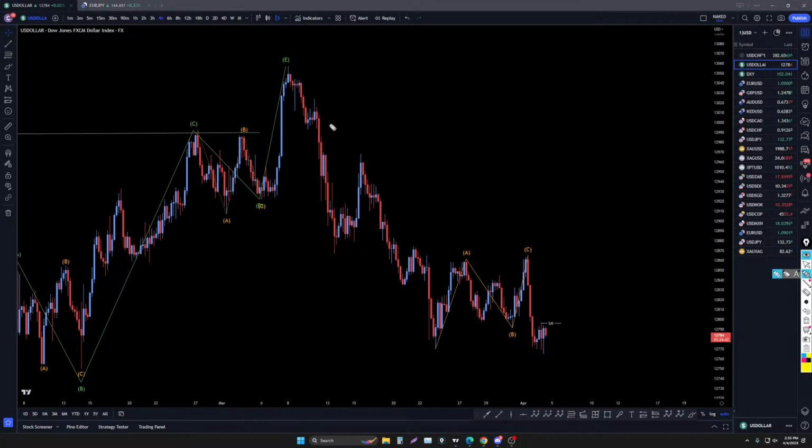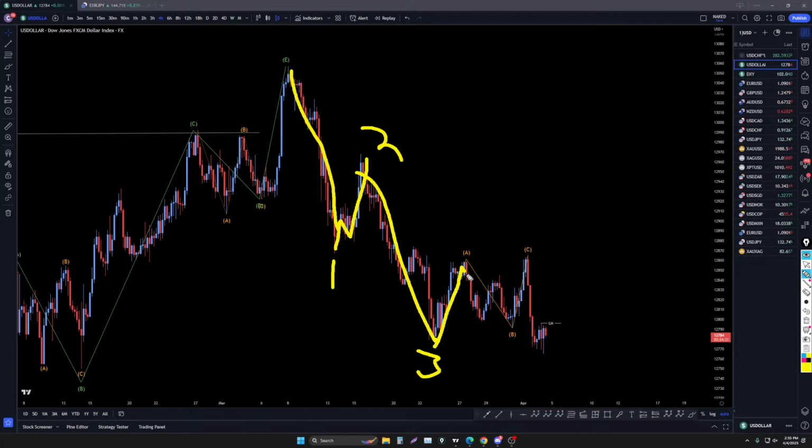Now I definitely could picture this being a wave 1. I could definitely picture this being a 2. This looks like a 3. This looks like an ABC, almost like a 4. And this move down could definitely be a wave 5.